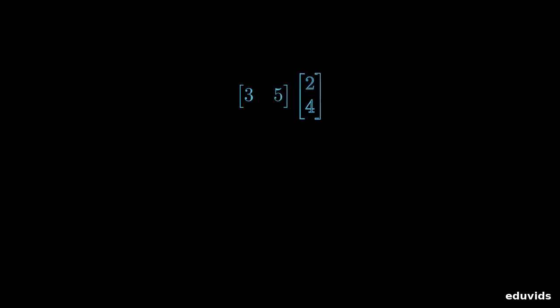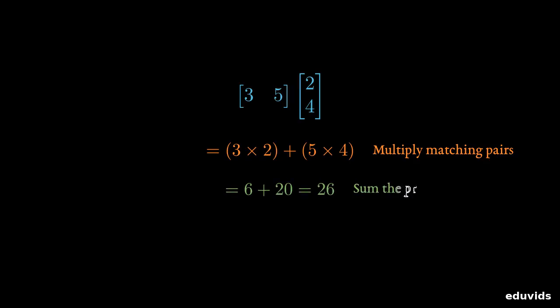Let us start with a simple row of 2 numbers and a column of 2 numbers. To combine them, we use the dot product. You take the first number of the row and multiply it by the first number of the column. Then you take the second number of the row and multiply it by the second number of the column. Finally, you add those two results together to get one single number. This process of multiplying matching pairs and summing them up is the heartbeat of all matrix math.